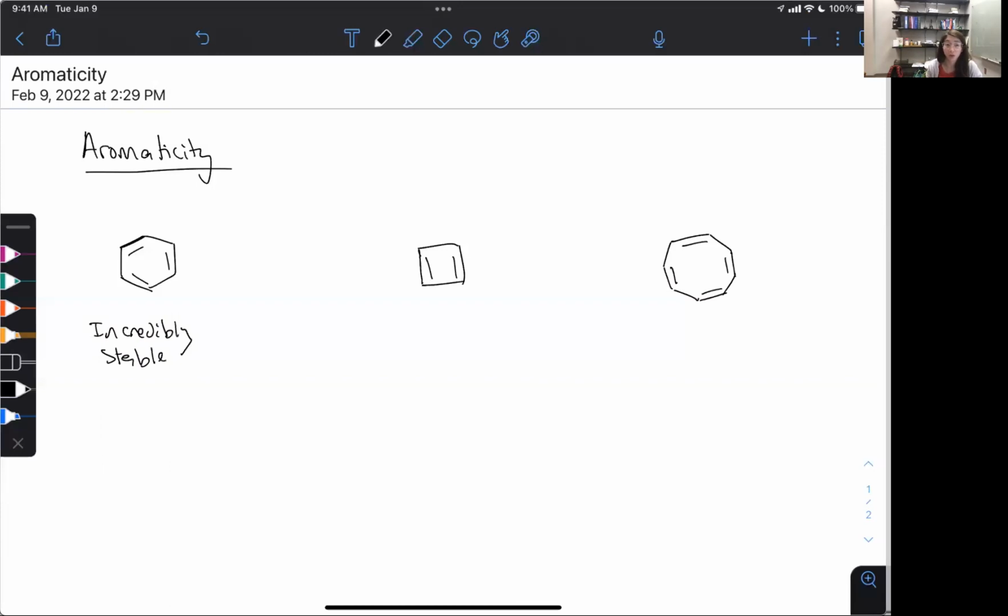The other two are a little bit more unfamiliar, but we know that benzene has that incredible stability, which makes it pretty much unreactive to most things, pretty much everything that we've seen so far. So this guy, cyclobutadiene, is actually incredibly unstable. Okay, so we'll see a little bit of why that is. And then the cyclooctatetraene, that one actually is pretty much like a normal stability type molecule.